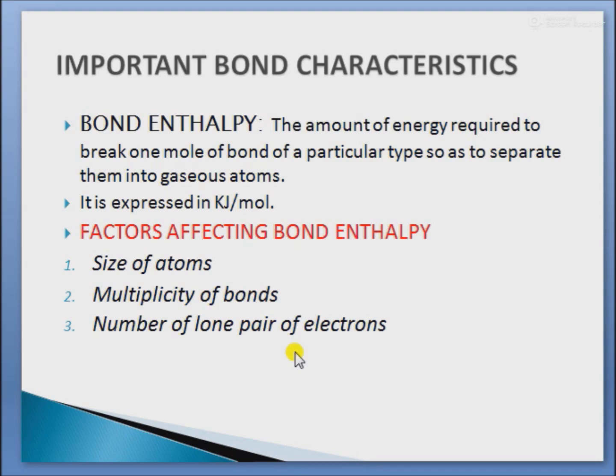As in case of carbon-carbon single bond, nitrogen-nitrogen triple bond, oxygen-oxygen double bond, fluorine-fluorine single bond. In case of carbon-carbon single bond, there is no lone pair of electron. In case of nitrogen-nitrogen triple bond, nitrogen has one lone pair of electron, and in case of oxygen, it has two lone pair of electrons, and in case of fluorine, it has three lone pair of electrons. As the number of lone pairs increases, the bond dissociation enthalpy decreases.